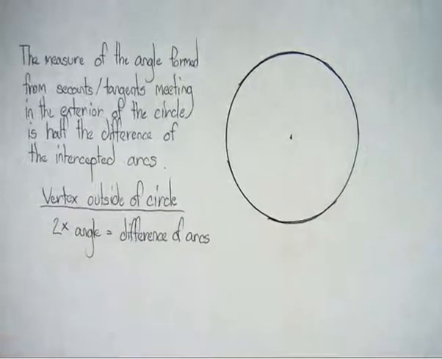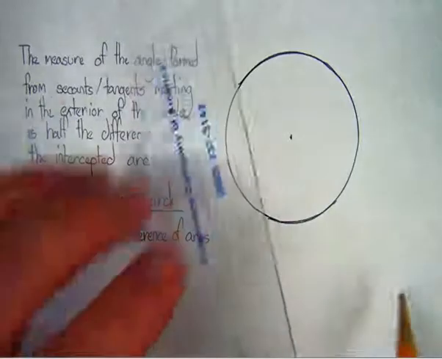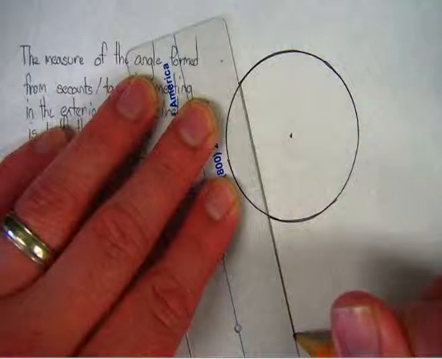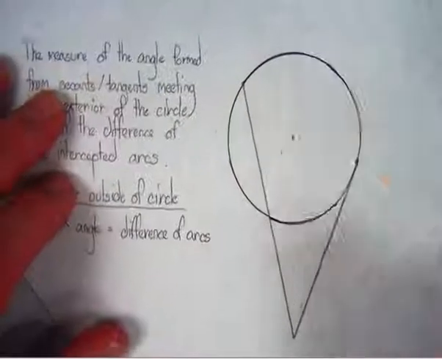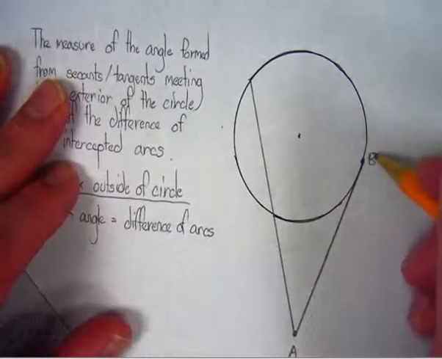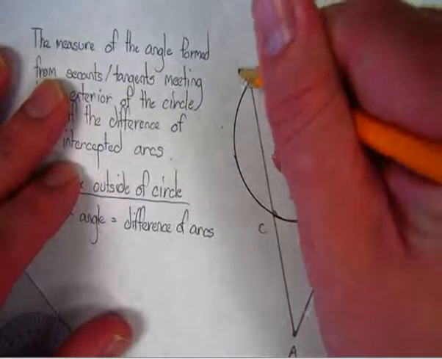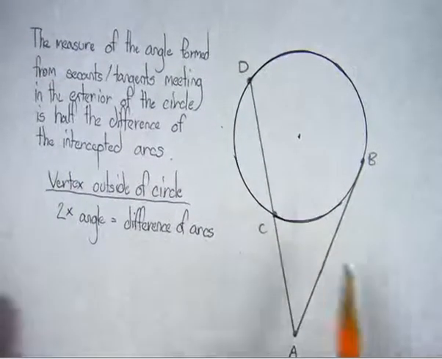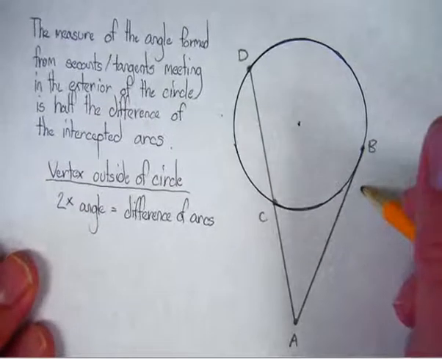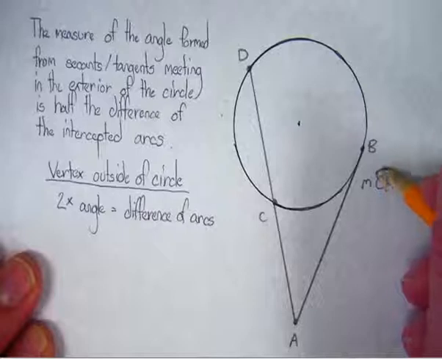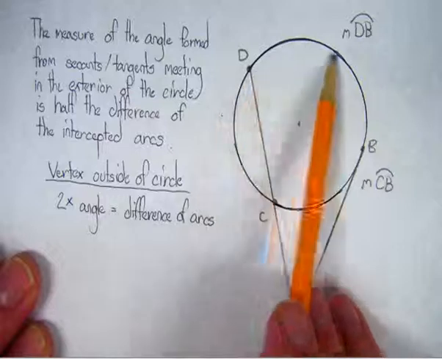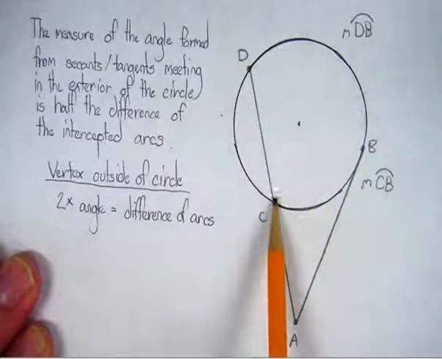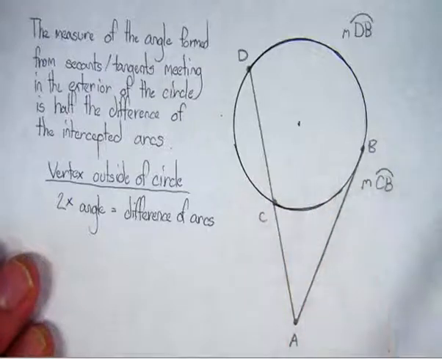Alright, final situation is what happens when we have secants or tangents that meet in the exterior of the circle. So let's draw a secant line, so that intersects twice, and a tangent line, which intersects once. And I'll name off some points here so that we have some references. All right, this actually intercepts two arcs. We have one that is arc CB, and then we have one that is arc DB. So DB is this arc here, and that's intercepted by this angle. CB is also intercepted by this angle, so it intercepts two of them.